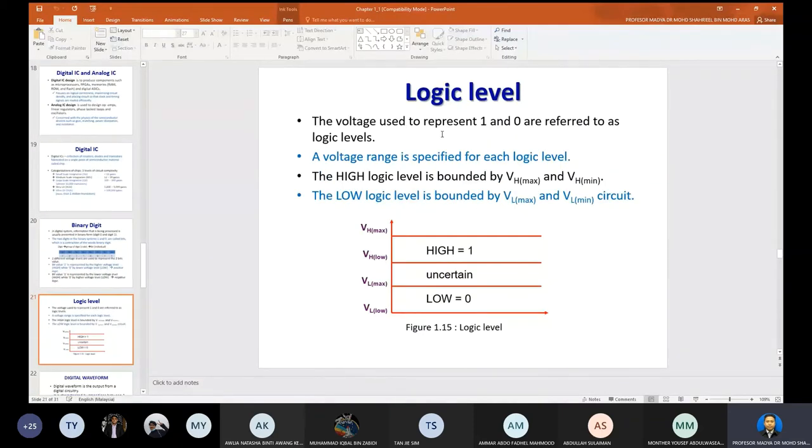Alright, so this we call the logic level. This represents the higher voltage or the lower voltage. For example, to represent 1 and 0, refer to this logic level. You can see from the low voltage of high to the high maximum will be declared as high, equal to 1, and from the low maximum to the low voltage will be declared as low, equal to 0. This uncertainty region will be ignored here. Normally we just focus on this part and this part. This we call the logic levels.